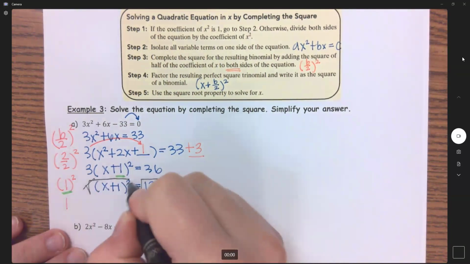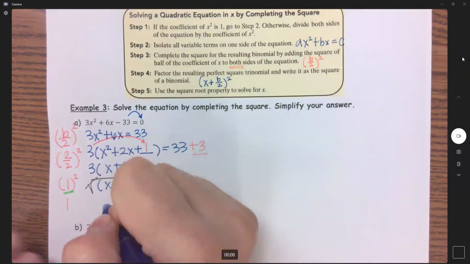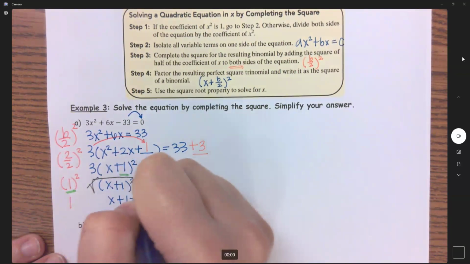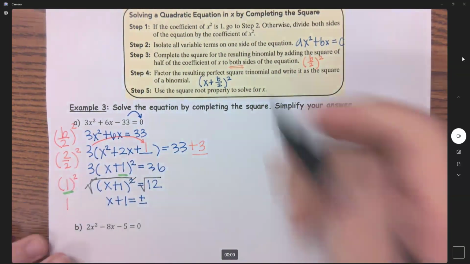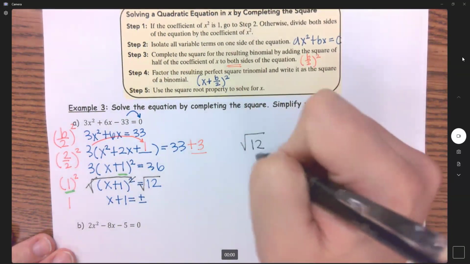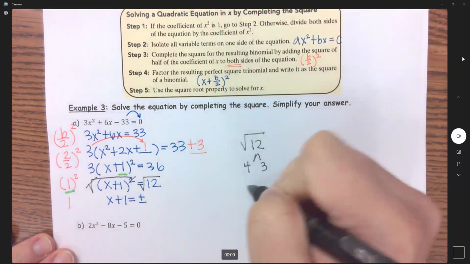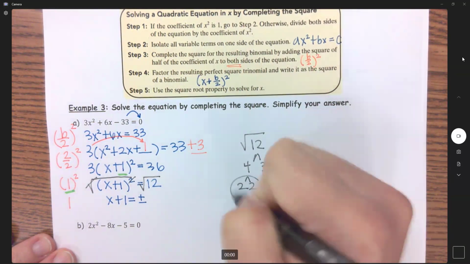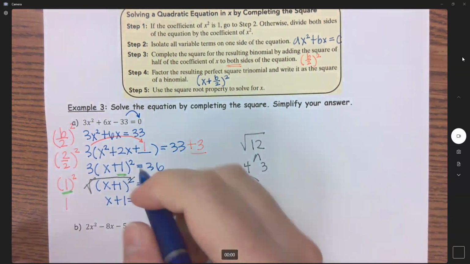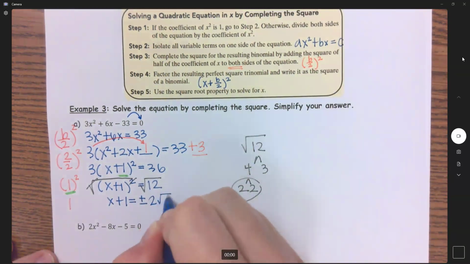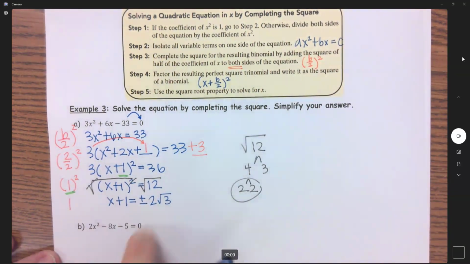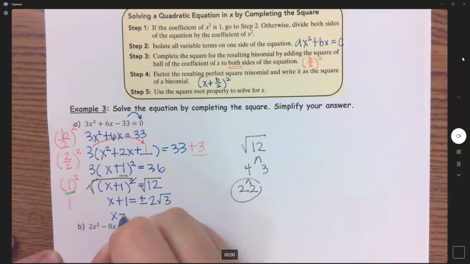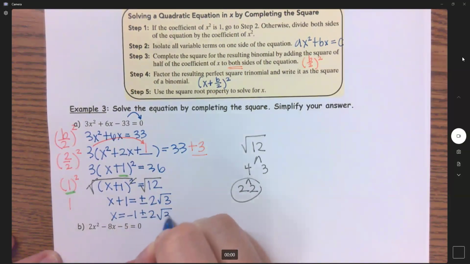So my square root and square cancel here. So I'm left with x plus 1 equals, I'm going to have the plus or minus. And now let's simplify the square root of 12. That's 4 and 3, which is 2 and 2. So we get plus or minus 2 square root 3. And the last step to get x by itself is to subtract by 1. So we get x equals -1 plus or minus 2 square root 3.